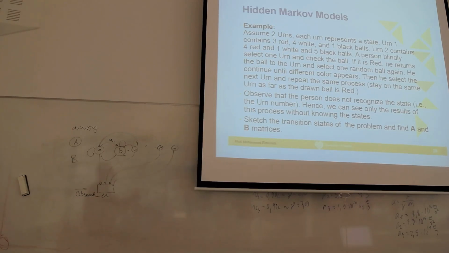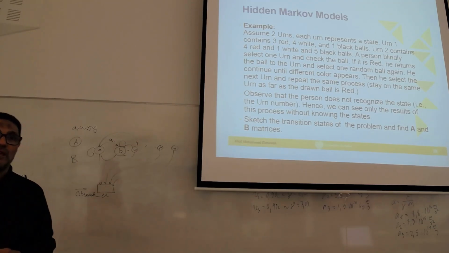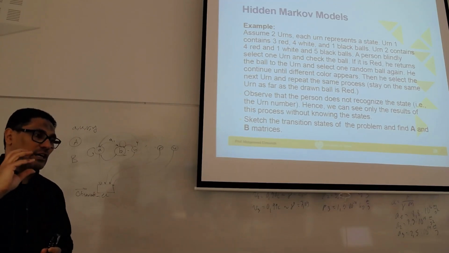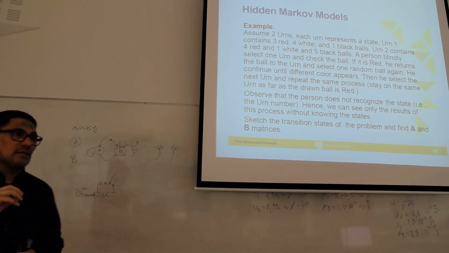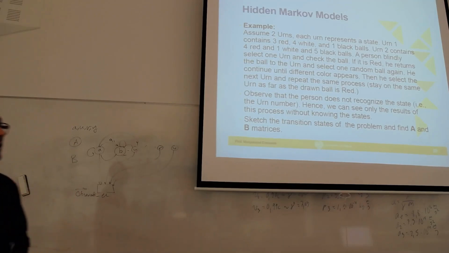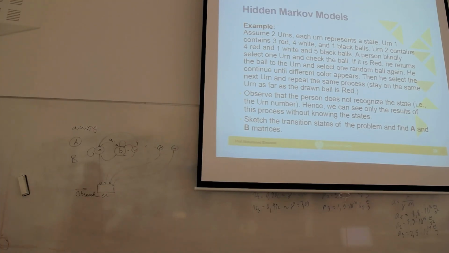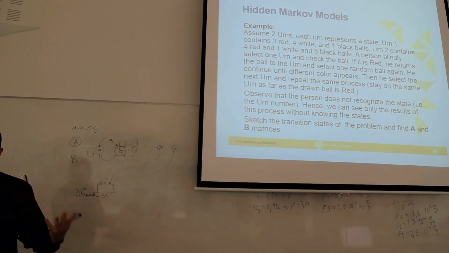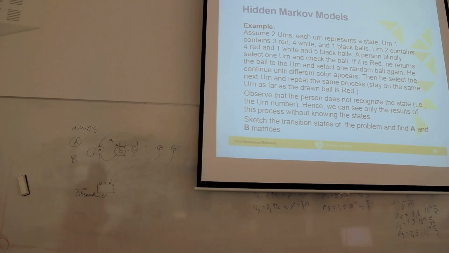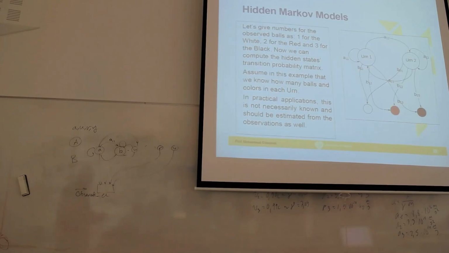There is a person who selects one of the urns randomly. The urns look the same, so we don't know which urn contains which balls. He just selects one ball. If it was red, regardless of the urn, he repeats the process: he puts the ball back inside and then draws another ball. If it was red, he repeats again. So he continues with the same urn as long as the drawn ball is red. If it is a different color, then he will switch to the other urn. But as observers, we see only the colors of the balls. We don't see the states themselves. So this is one simple example of hidden Markov.